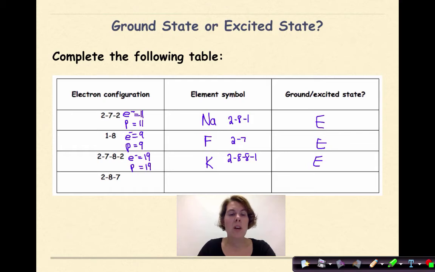Let's look at our last one, 2, 8, 7. When I add those electrons up, I find that I have 17 electrons. Therefore, I have 17 protons. The element with an atomic number of 17 is chlorine, which is represented as Cl. The ground state electron configuration for chlorine on the periodic table is 2, 8, 7. Therefore, this electron configuration matches my given electron configuration. Therefore, the electron configuration for chlorine is in the ground state.